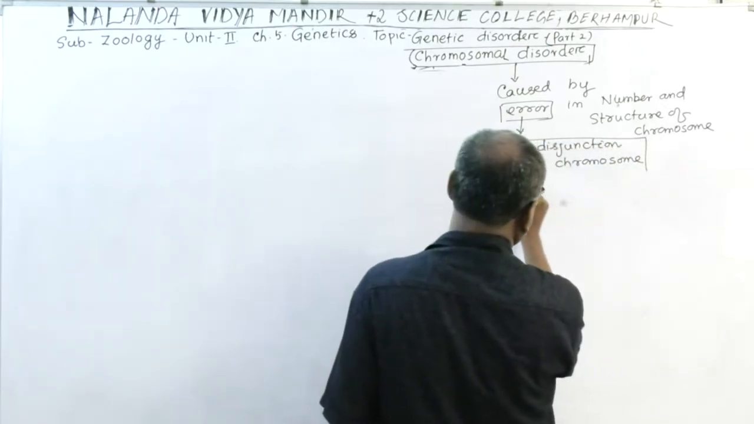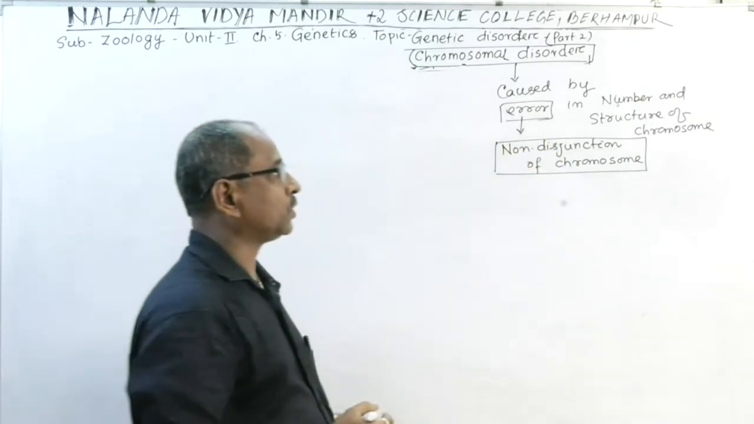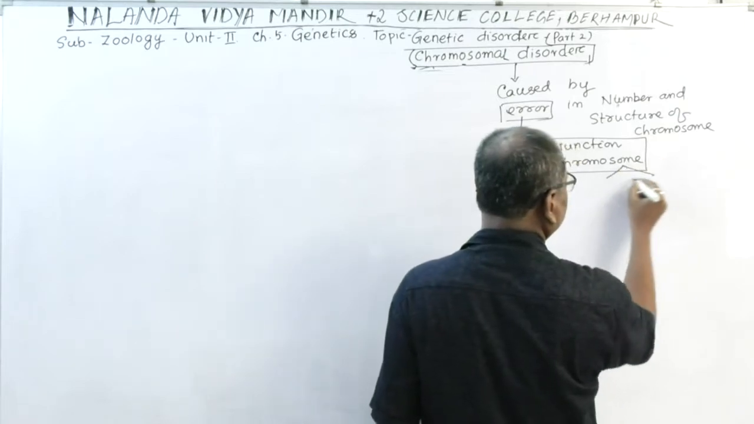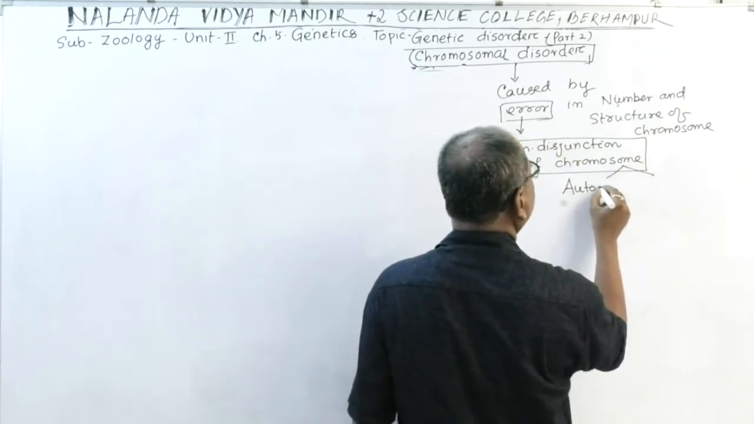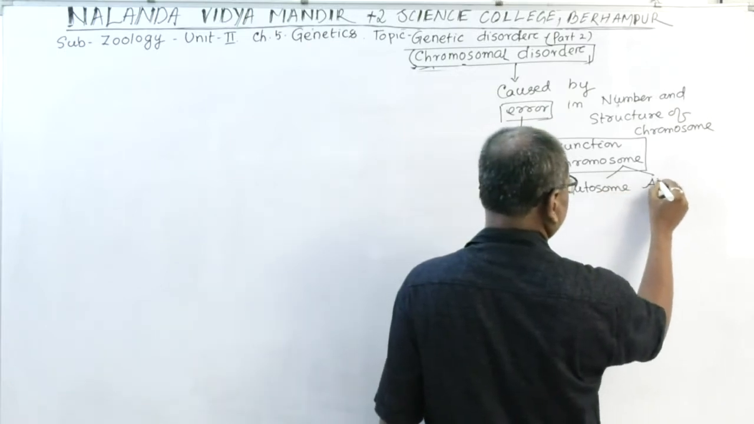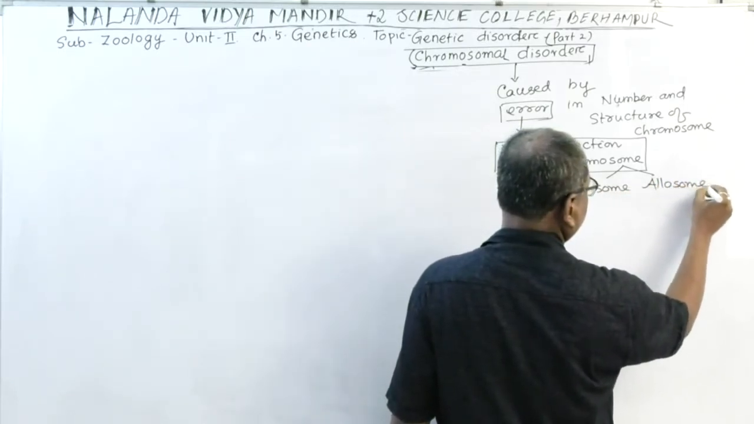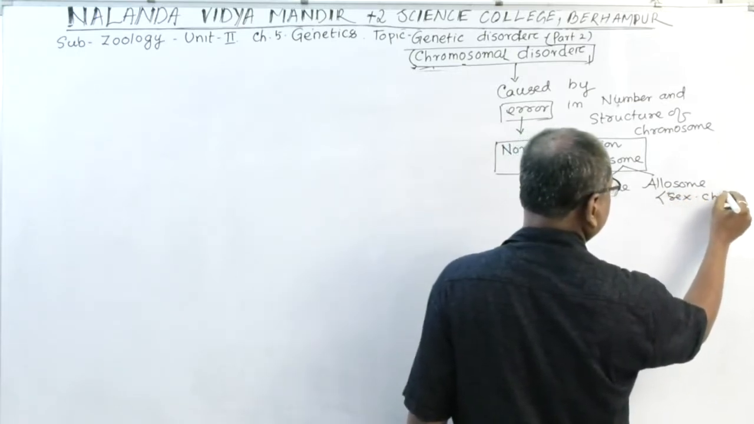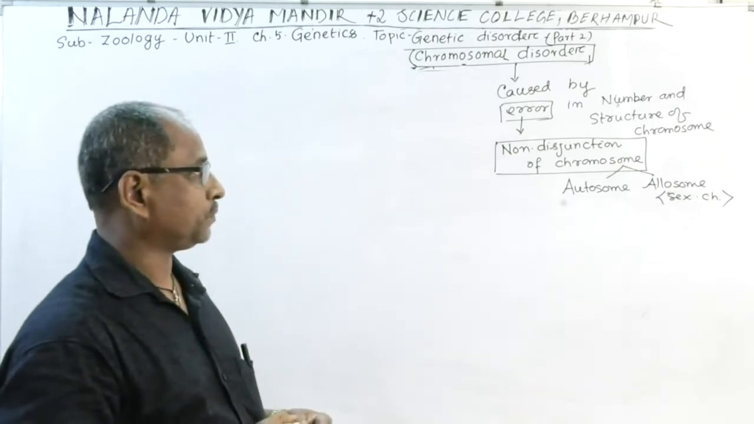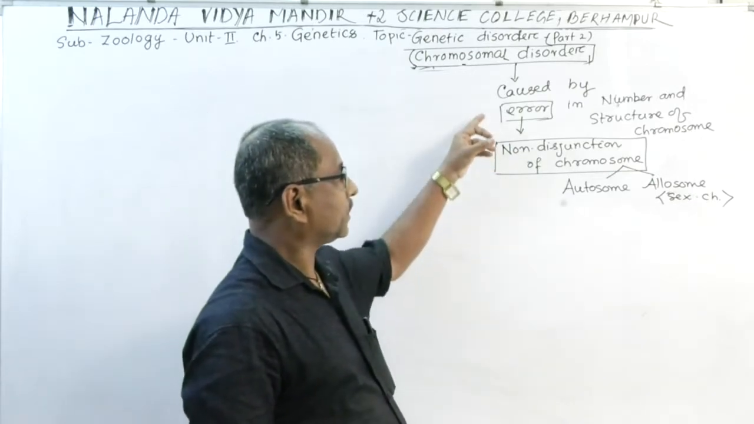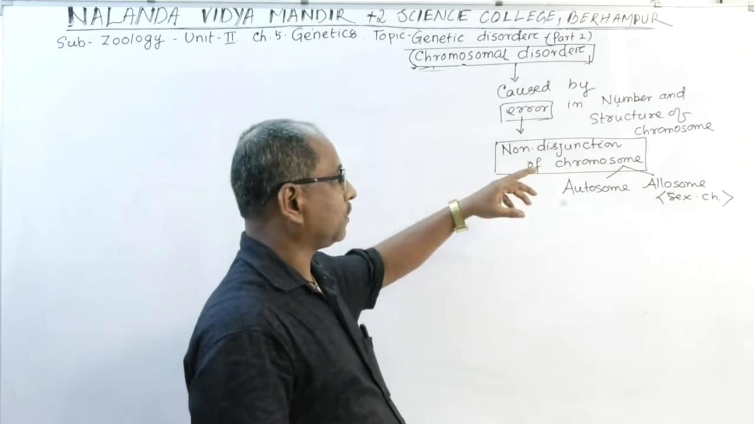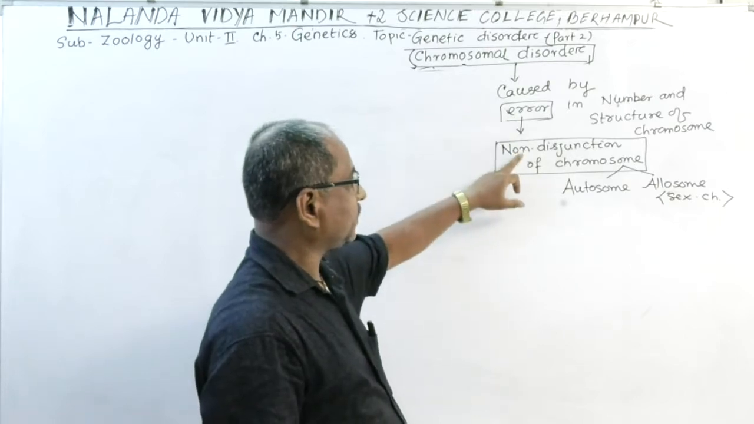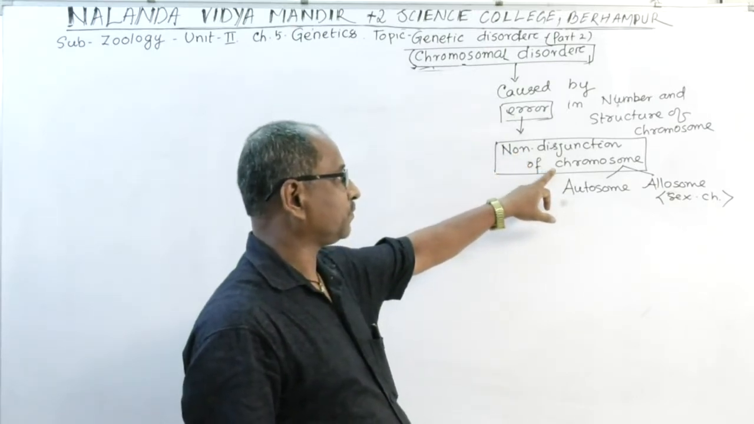The error is due to non-disjunction of chromosome, either autosome or allosome, that is the sex chromosome. So any error in the chromosome number or structure is a chromosomal disorder. The error is due to non-disjunction of chromosome.